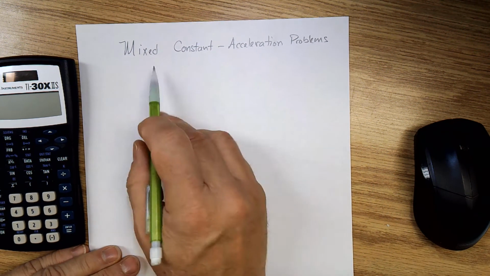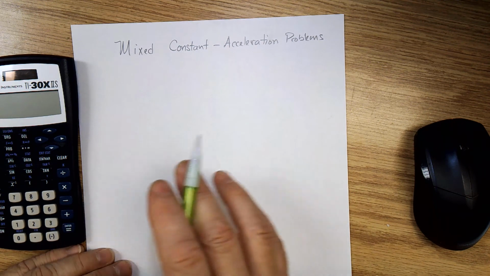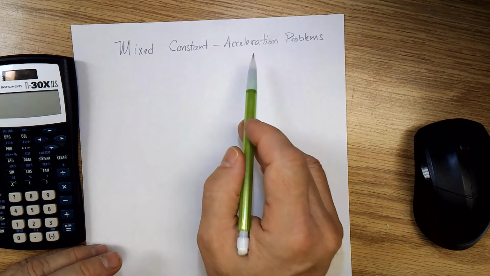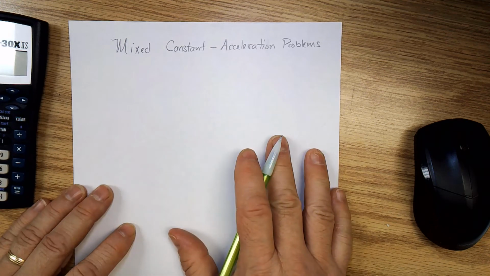Today we're going to talk about mixed constant speed and acceleration problems. These are problems where we have a constant speed portion and an acceleration portion. Let's just draw one, because it's always easier to do these problems when you draw them.